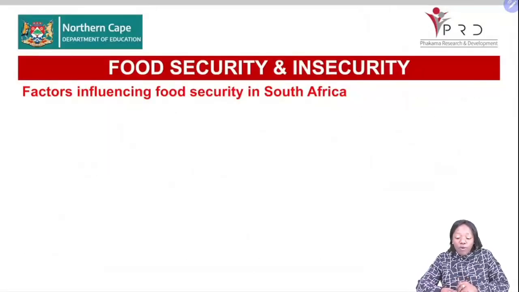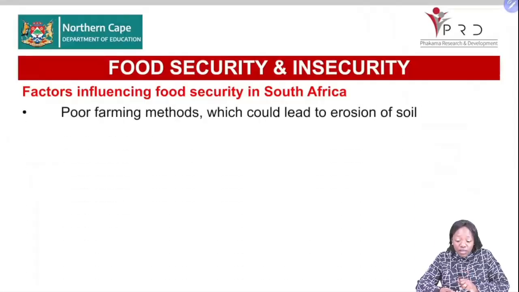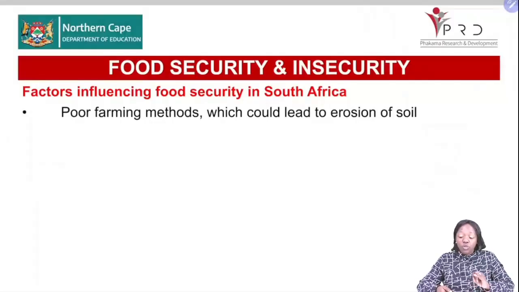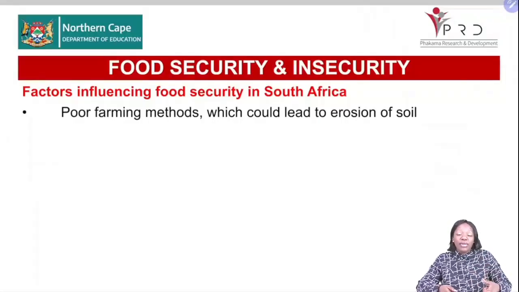Then we're looking at the factors influencing food security in South Africa. Number one, the poor farming methods. Remember, if there are poor farming methods, it means even the yield will be lower. Then it will hinder our food production. So the poor farming methods could lead to erosion of soil. If they are farming that land incorrectly, it will result in erosion and also infertility of soil.